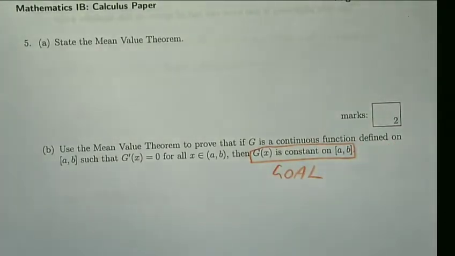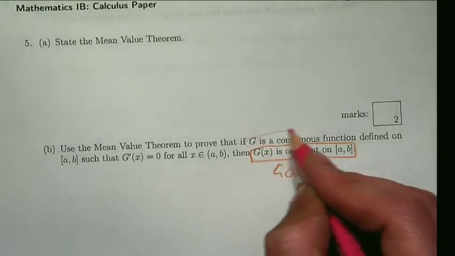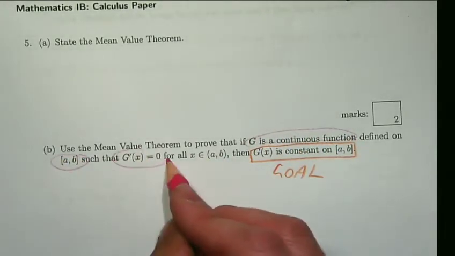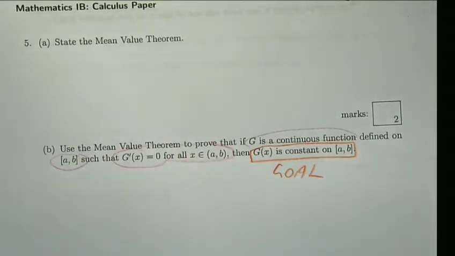So if you've ever been in the Maths Learning Centre and been observant, you would notice there's a big thing on the wall about solving problems, and one of the questions for choosing what to do is what's the goal? And then we've got this information that we've started with. We've got that g is continuous, it's defined on the closed interval, and the derivative is 0 for everything in (a, b). That's the information we've got to start with.